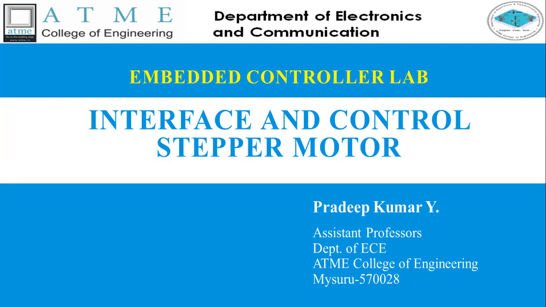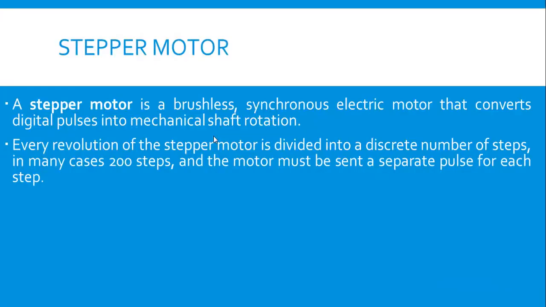Hello, in this video I'll try to explain the interface and control of stepper motor pertaining to embedded controller lab. A stepper motor is a brushless synchronous electric motor that converts digital pulses into mechanical shaft rotation. Every revolution of the stepper motor is divided into a discrete number of steps. Usually there are 200 steps and the motor must be sent a separate pulse for each step.